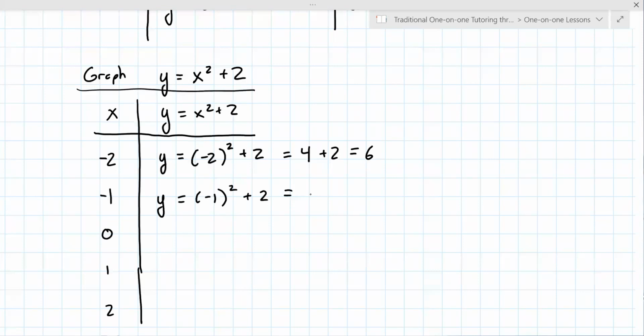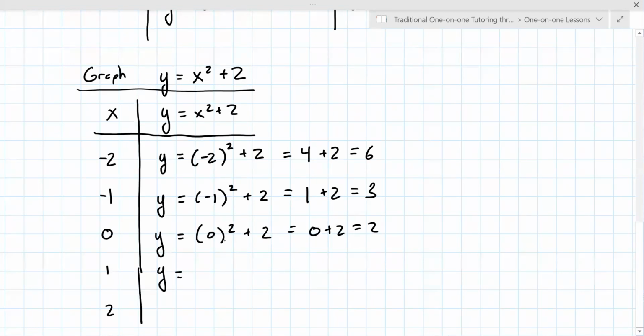All right, I know this. 1 plus 2 equals 3. Very good. So now let's do the next one. Y equals 0 squared plus 2. What does that become? 0 plus 2 equals 2. Very good. The next one's here.